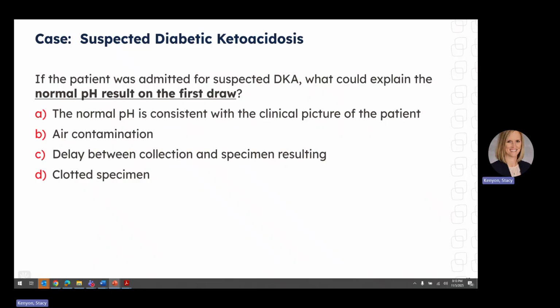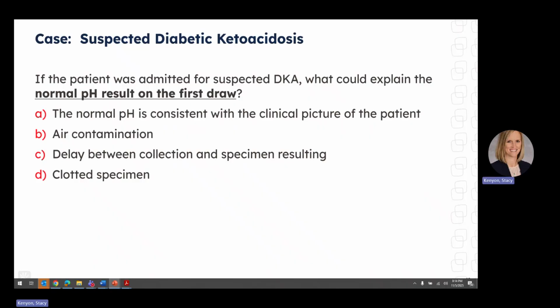Is it because the normal pH is actually consistent with the clinical picture of the patient and there was a mistake by the clinical team? Or are the results consistent with air contamination in that first specimen? Or could it be that there's a delay between the collection and resulting of the specimen? Or could the specimen have been clotted?